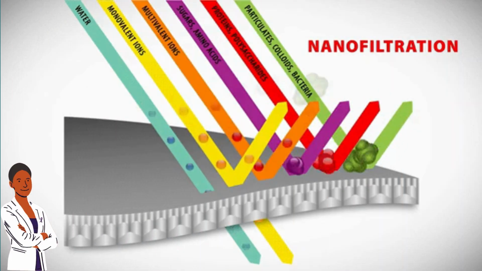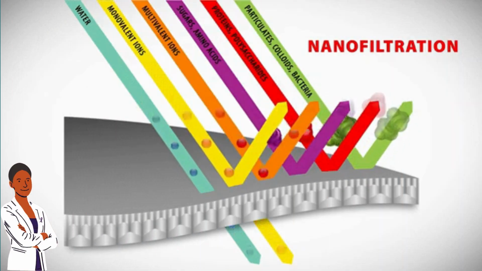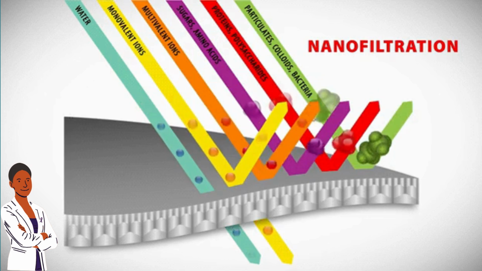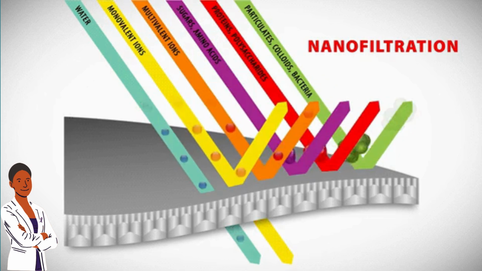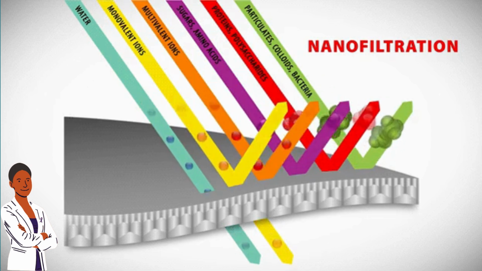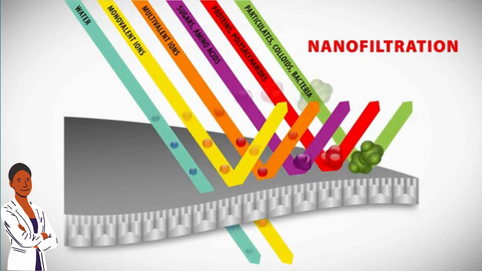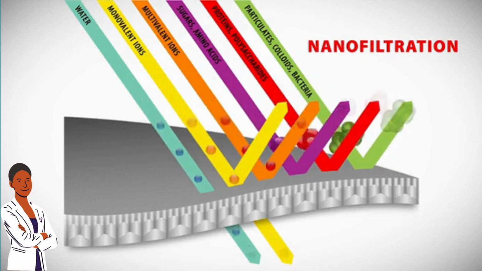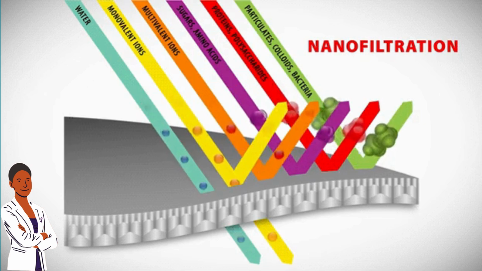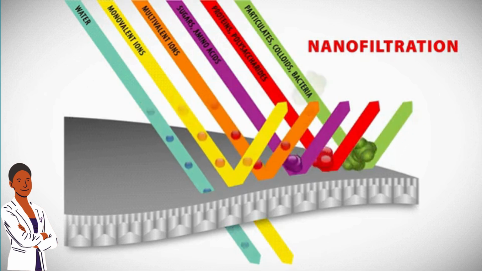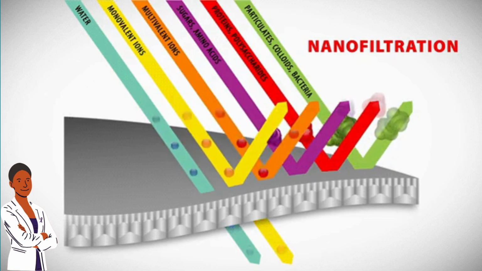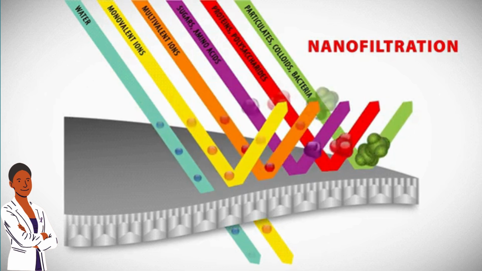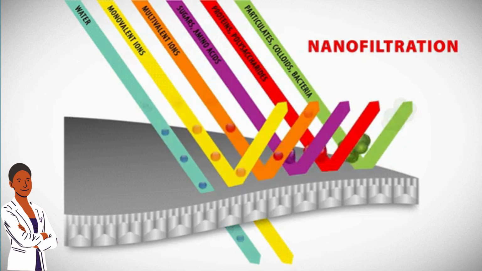The nanofiltration membrane has a thin film composite structure with a porous support layer and a thin selective layer. This selective layer does the heavy lifting, letting water molecules and small solutes through while rejecting larger solutes and multivalent ions. So it's kind of like a super smart sieve? Exactly, but there's more. Let's start with the basics.